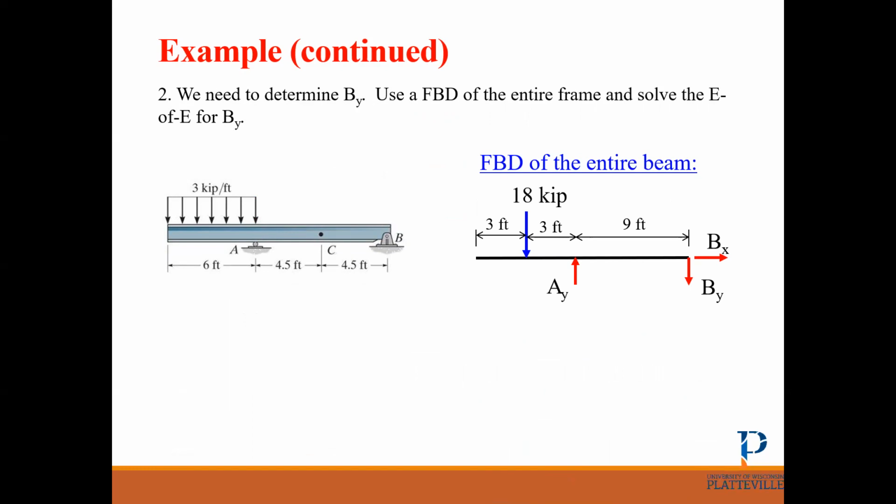For Bx, I can tell it's 0 because if I write sum of Fx equals 0, there is no load in the x direction, so automatically Bx is 0, right? So you can write sum of Fy and sum of the moment to find out what Ay and By are.